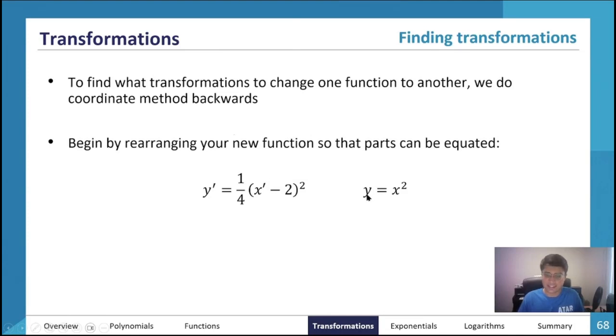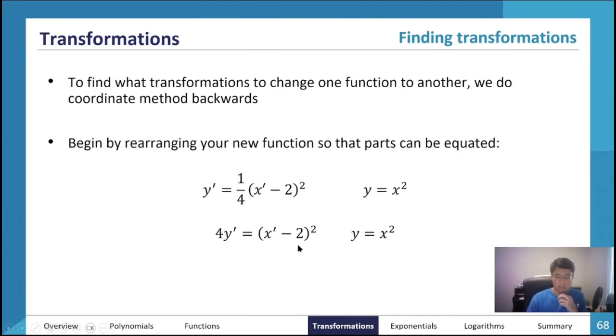So what transformations take the graph of y equals x squared to y equals 1 over 4 (x minus 2) squared? What you do first is you want to try and equate these two functions. The way you do that is you rearrange it so that you have the transformed function in the same general form as the original function. So in this case, it looks something like this. You multiply both sides by 4. Now you can see that we've got some expression for y equal to some expression for x squared, which is the same thing we've got here. We've got y equals x squared.